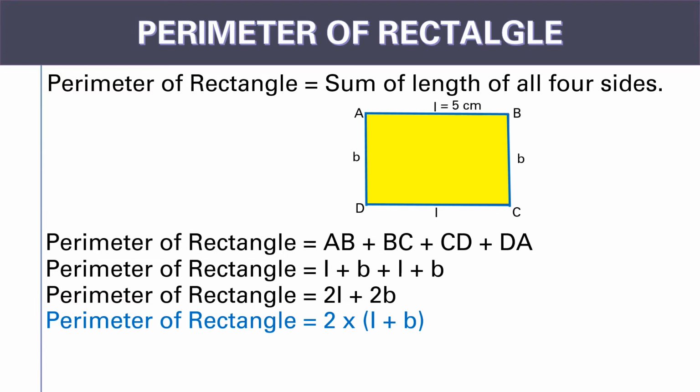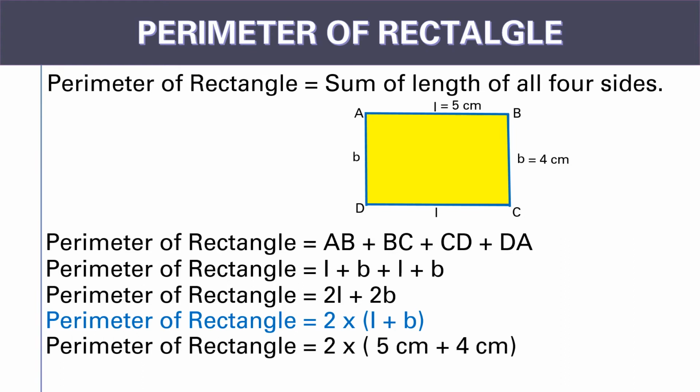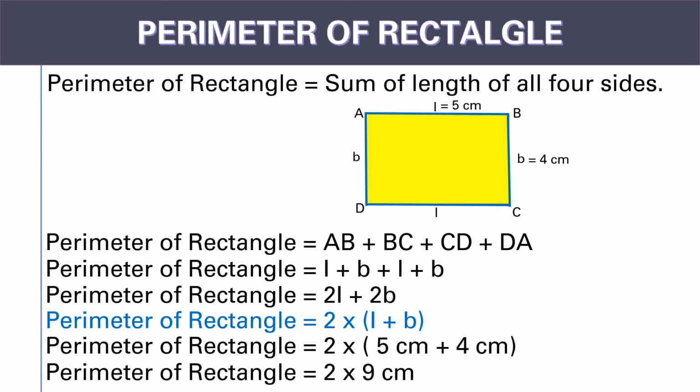Let's suppose the length of rectangle is 5 cm and breadth is 4 cm. So the perimeter of rectangle is equal to, put the value, 2 multiply in bracket 5 cm plus 4 cm. We know that by BODMAS, first we do the addition. So 5 cm plus 4 cm, we get 9 cm. So write down 2 multiplied by 9 cm. Now do the multiplication. We get 18 cm. So perimeter of rectangle is equal to 18 cm.